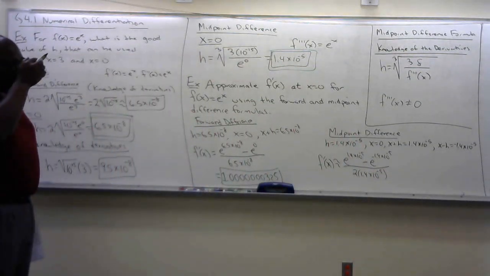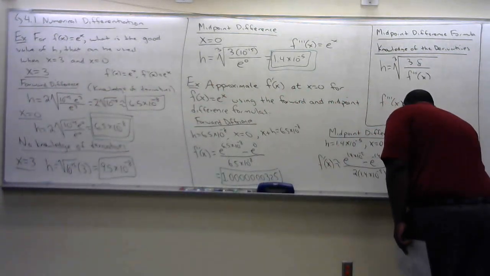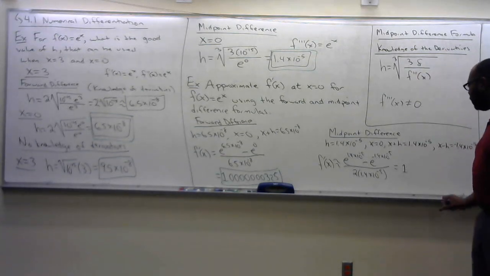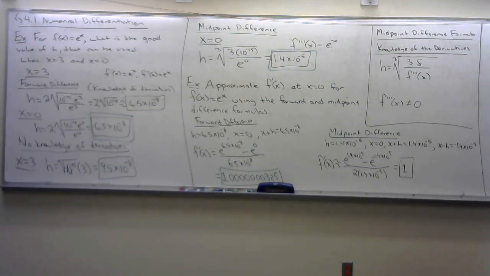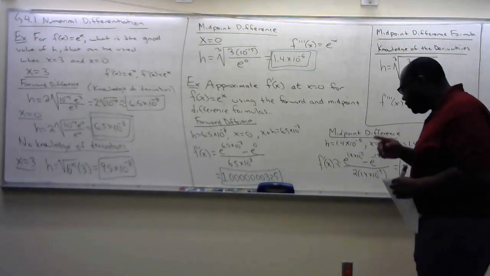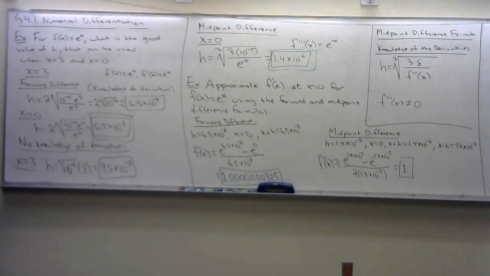And when I plug this into my calculator, my calculator just told me 1. I put as many decimal places as I could, and it just said that the answer is 1. I'm pretty sure there is an error. We know that there's an error with the midpoint difference formula, but the error is so small that the calculator can't represent it. At least my calculator cannot. So pretty cool.